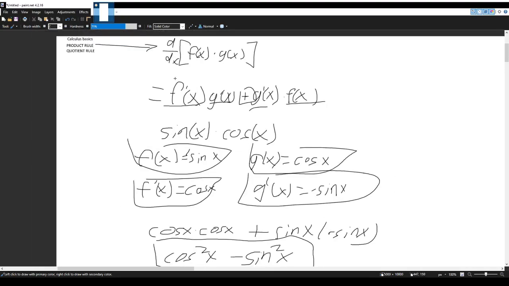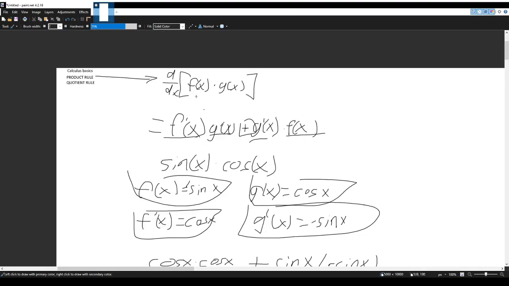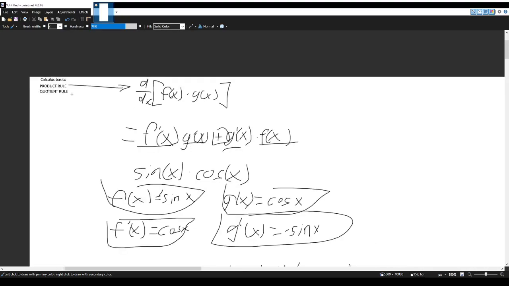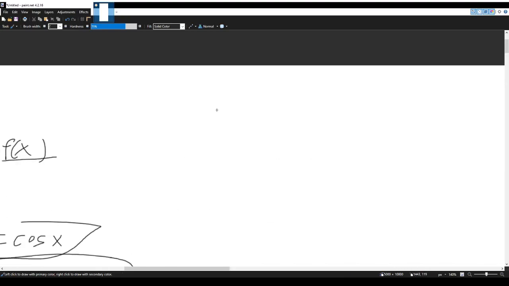Of course you could use product rule or chain rule and stuff throughout this, and it can get more complicated, but this is the basic formula for it, and it's pretty simple. Now, quotient rule is different.